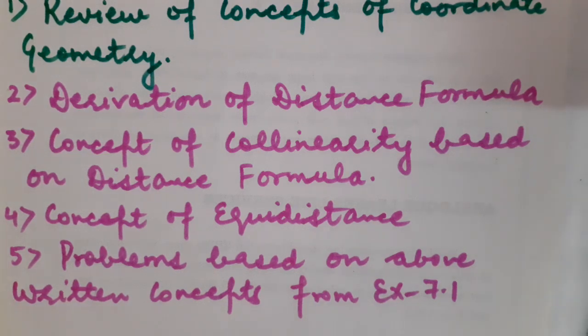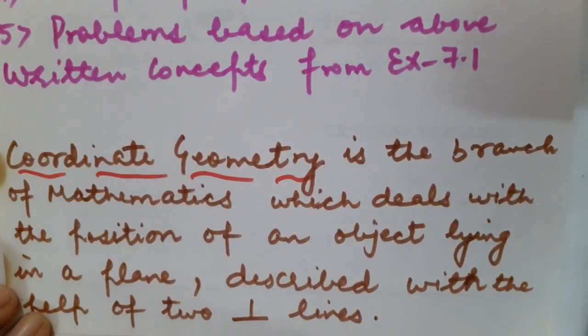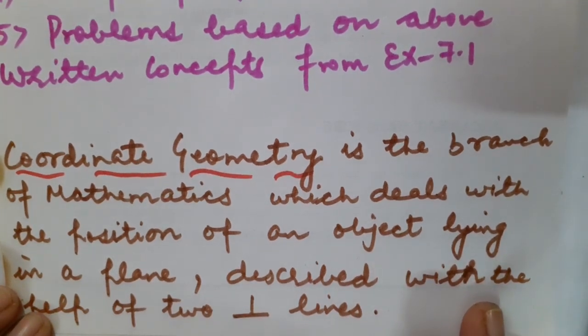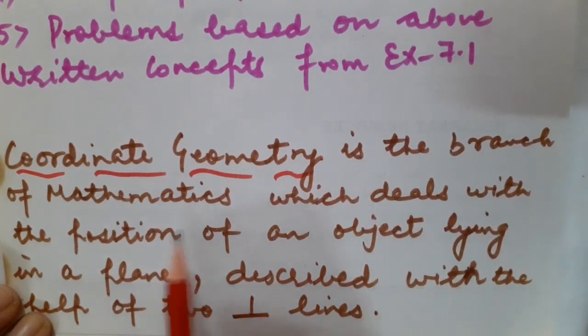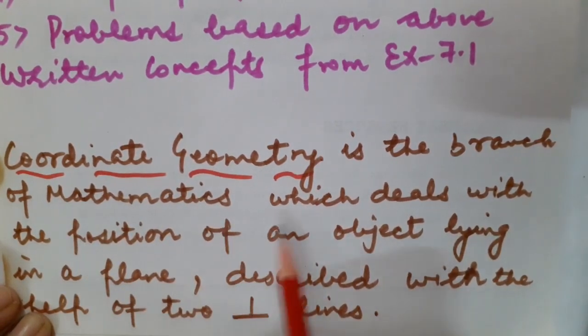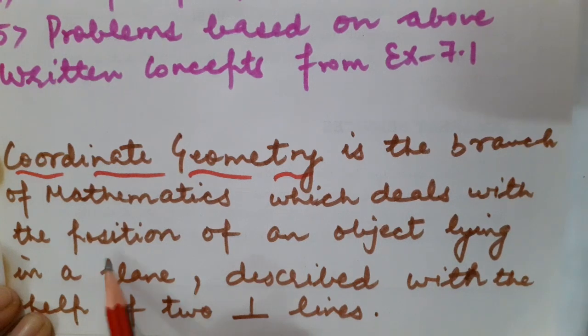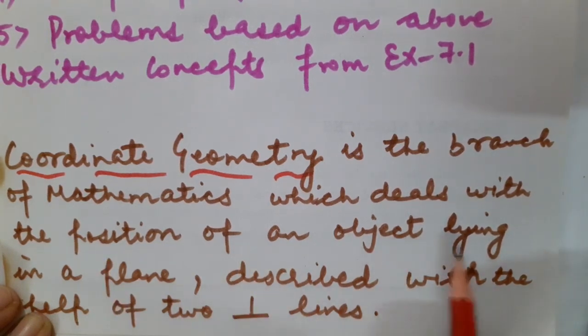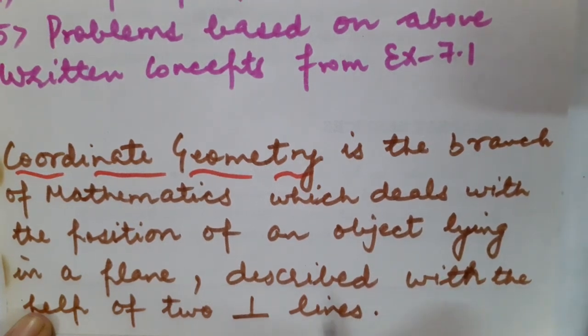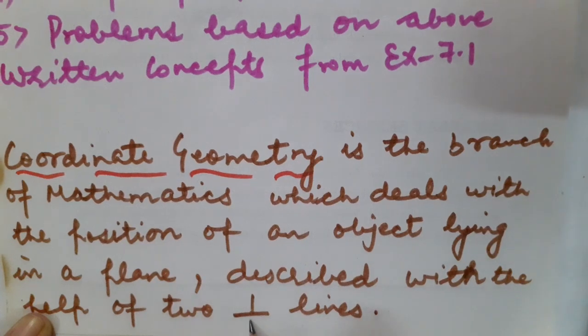Fine, students? So children, in today's lecture, our first topic is to go through once with all the concepts of coordinate geometry. So the very first question is, what do you mean by coordinate geometry? Coordinate geometry is the branch of mathematics which deals with position of an object lying in a plane described with the help of two perpendicular lines. Children, this is the symbol of perpendicular.